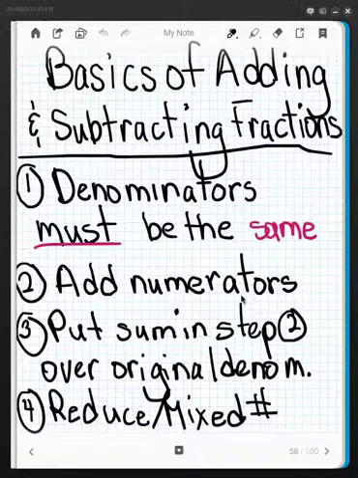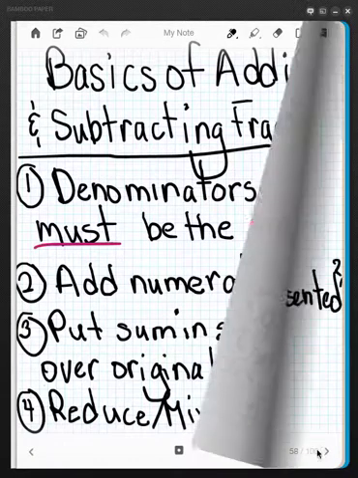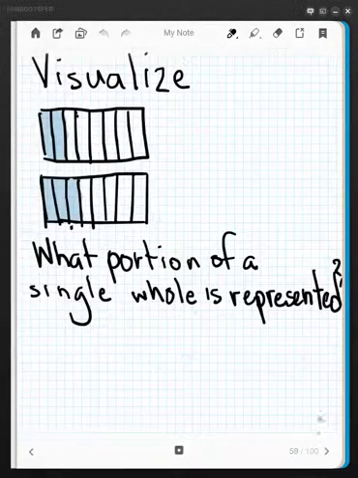We will add the numerators. We will put the sum of the numerators from step 2 over the original denominator. We will then reduce and/or change the answer to a mixed number as needed. Let's visualize this process first.